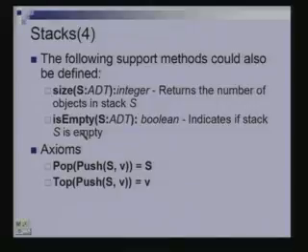So, everyone understands what the 6 methods are. We talked of push, pop, new, top, size, and is empty. So, these are the methods. You understand what these methods are doing, and these are the axioms which govern the behavior of these methods, right.